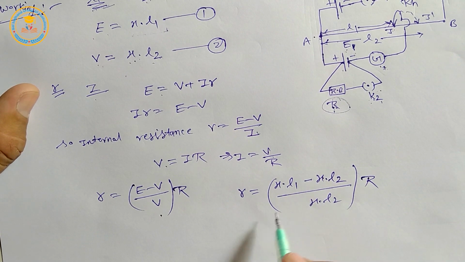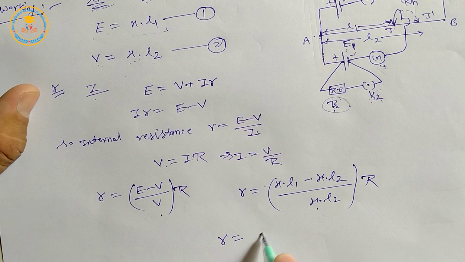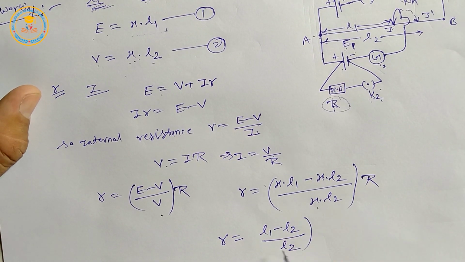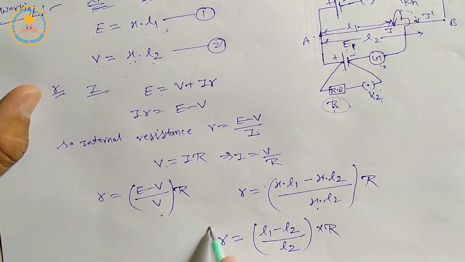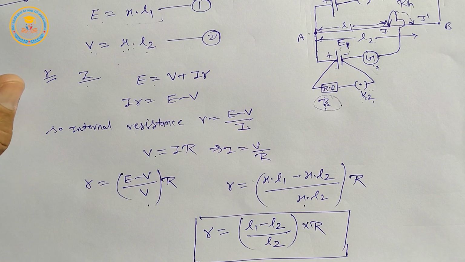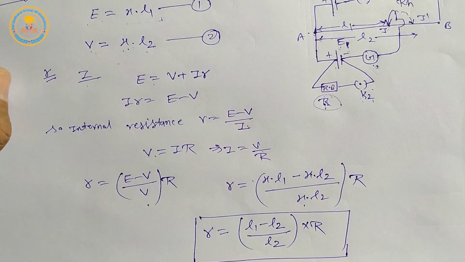On the upper part, x and x cancel out, then we get R is equal to (L1 minus L2) upon L2, into R. This is the internal resistance of a primary cell.